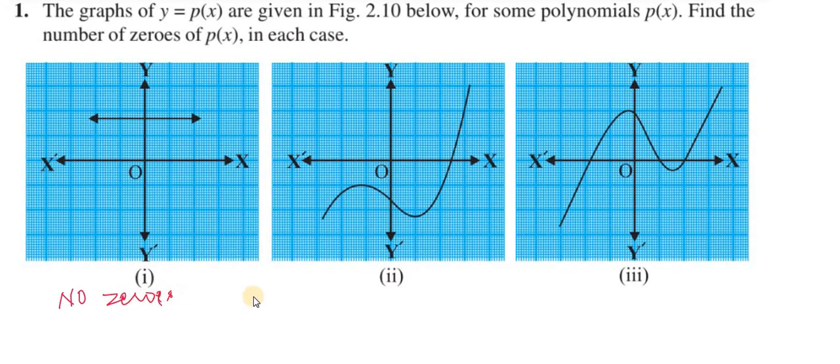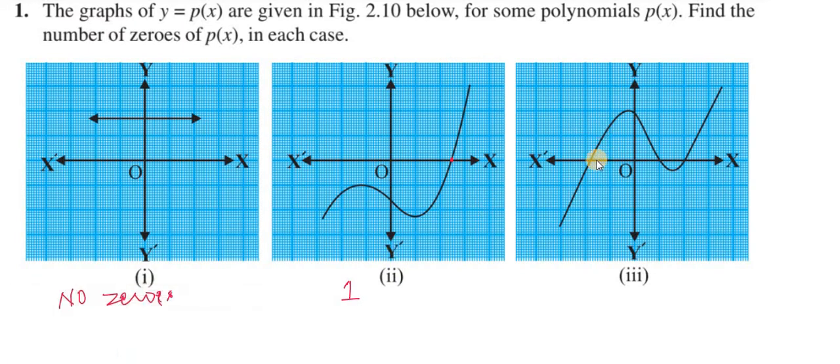Okay, so now look into the second one. So here how many zeros are there? I told you that it should touch the x-axis. So is it touching the x-axis? Yes. Where is it touching? It is touching at this point. Is it touching any other part? No, on the x-axis it doesn't touch anywhere other than this. So therefore the number of zeros for this is 1.